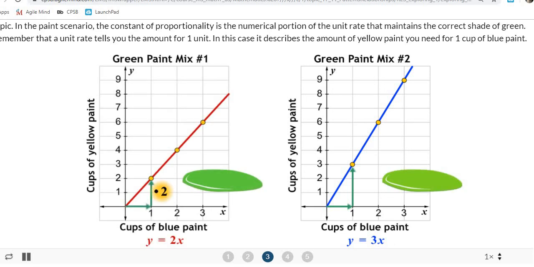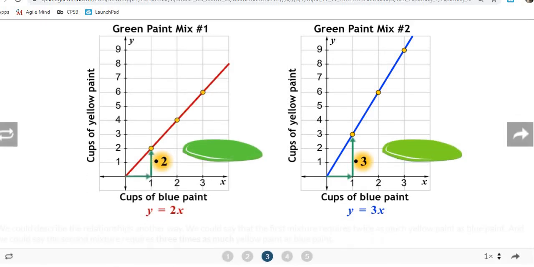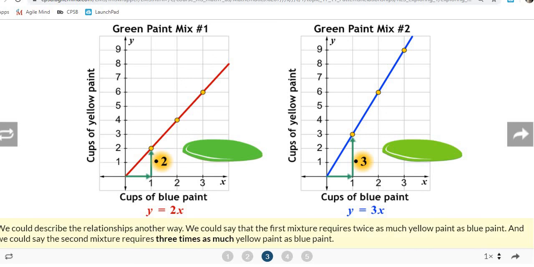Comparing the two, blue has a steeper line. Do you see its steeper line? Yes, ma'am. It's 3 times as much as yellow paint, where the red line is how many times as much? 2 times as much.